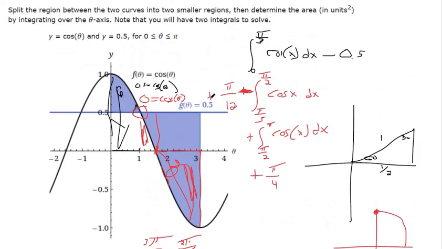Okay, so these are all the things we need to do. This integral subtracted by 0.5 plus this, plus this, and plus this, and then we're done.